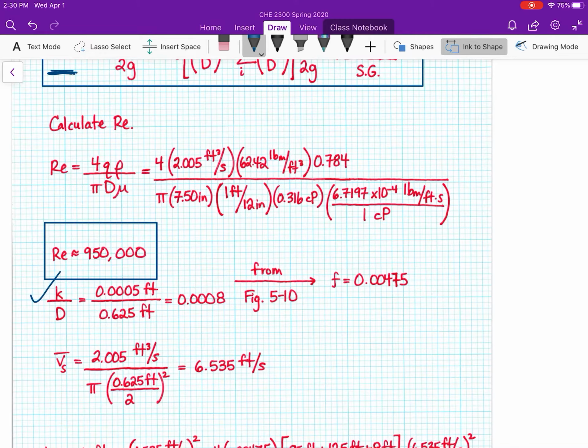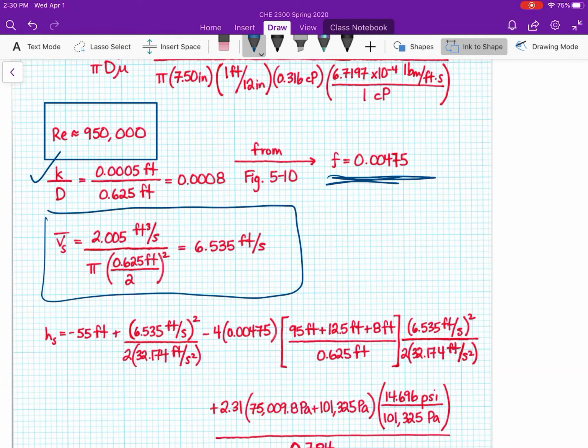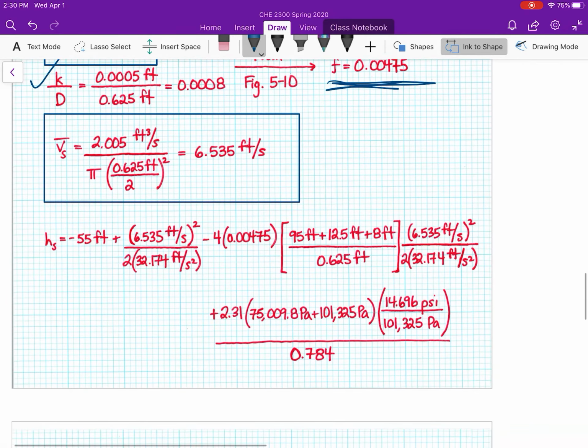From that, I'm given information about my pipe, so I calculate a K over D value. I use figure 510, and I can calculate my fanning friction factor. Based on my volumetric flow rate, I can also calculate a velocity of my fluid. And so I plug all of that information into the total dynamic suction head equation. Pointing out a couple key things here. First, there is a negative in front of that term. Why?